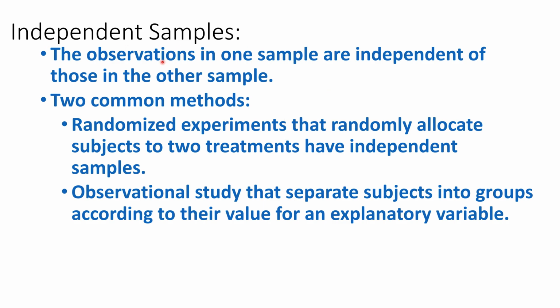Independent sample means the observations in one sample are independent of those in the other sample. There are two common methods to get independent samples. First, randomized experiments. Randomized experiments that randomly allocate subjects to two treatments have independent samples. We could also use an observational study that separates subjects into groups according to the value for an explanatory variable.